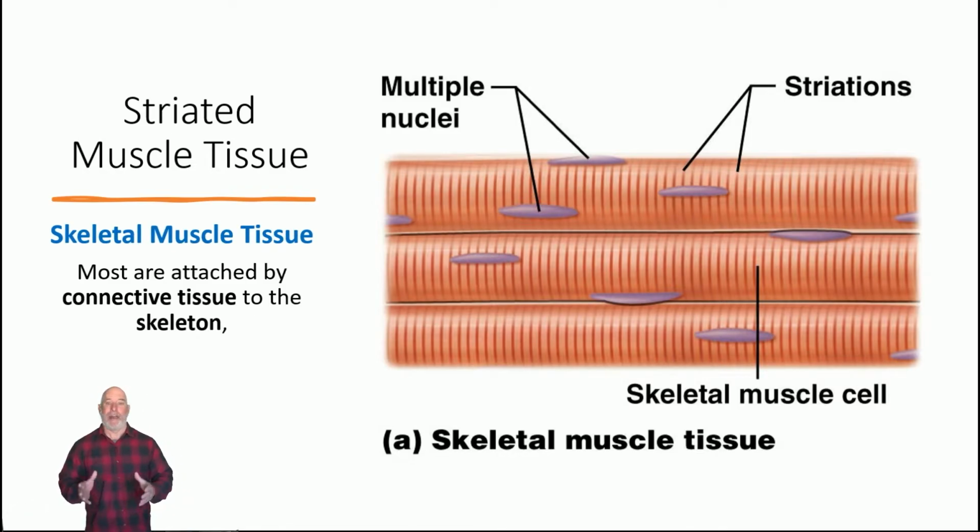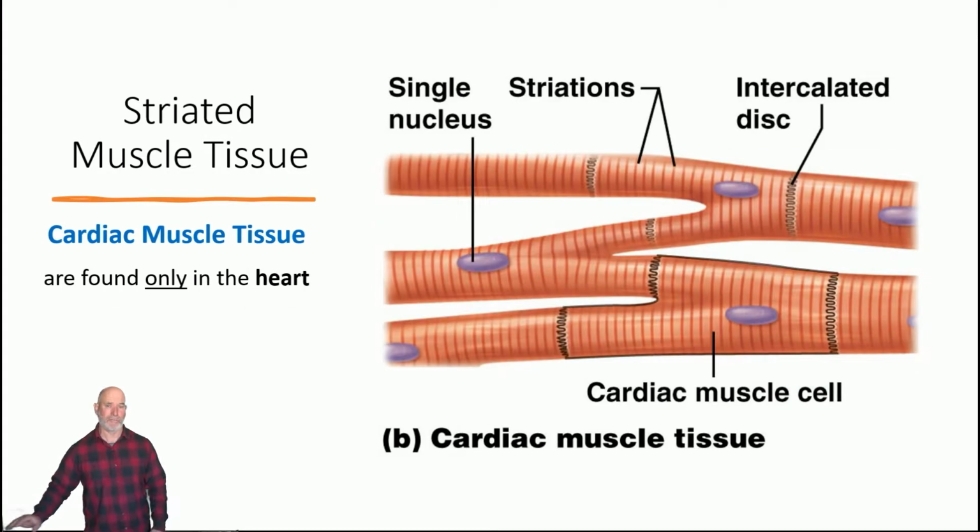Okay, now, as you know, skeletal muscles are used mostly for movement. Well, they're all used for movement, right? So most of them are attached by connective tissue to the skeleton. So when a muscle cell contracts, it causes a joint to articulate and you move.